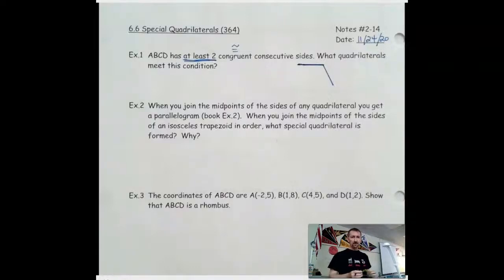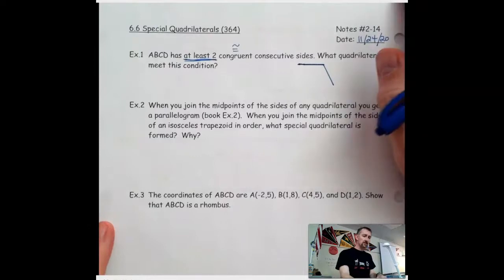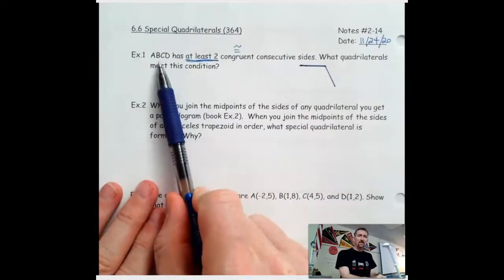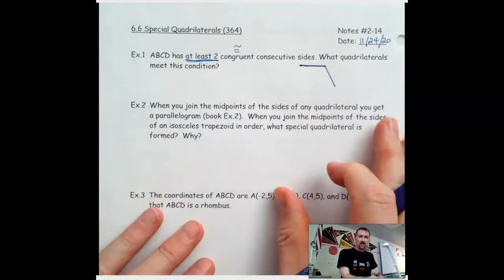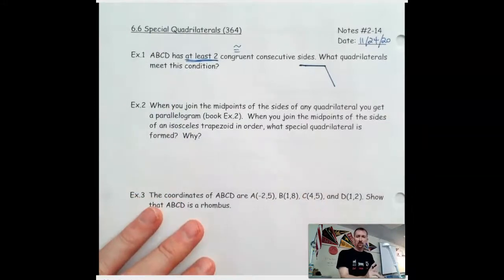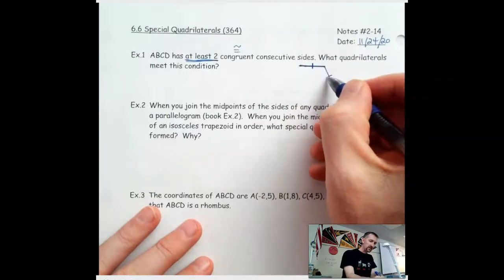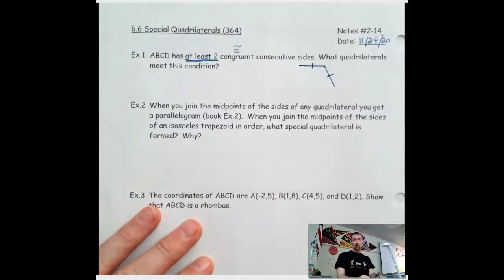All right, so we're going to take a look at some special quadrilaterals here that we've already learned about and see what happens. So this first example says that we have quadrilateral ABCD, and there are at least two congruent sides, consecutive congruent sides. So two sides in a row that are congruent. What quadrilaterals meet this condition?